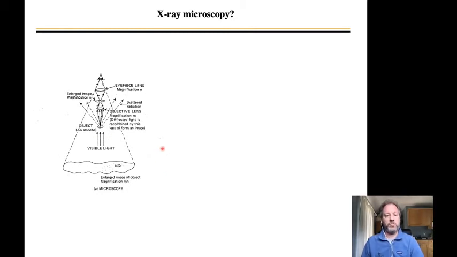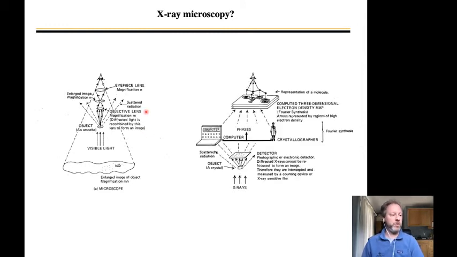And we need X-ray light because the length scale for atomic bonds is on the order of 1 angstrom, and so we need light that has wavelengths of 1 angstrom. That's X-ray light. So we can't focus the light, so we can't use this technique to get our data. So instead we use this technique.